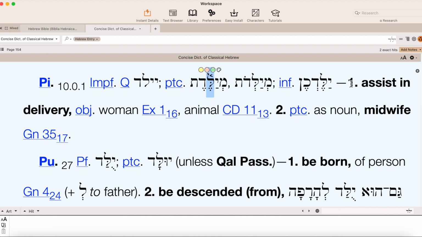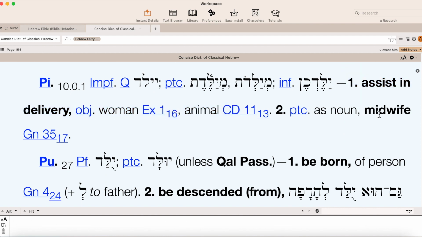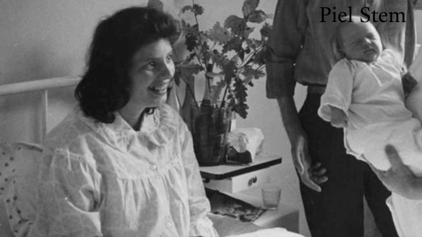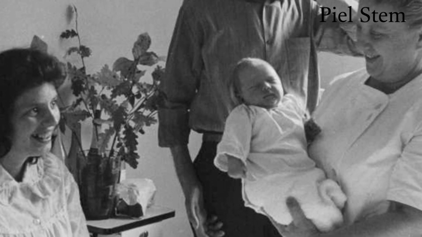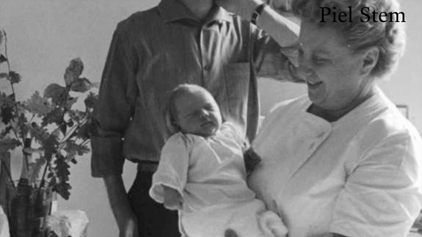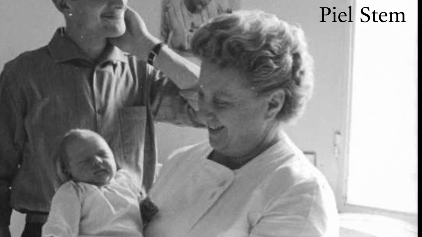But in terms of meaning, this is actually really interesting. It's number 1, to assist in delivery, or number 2, more commonly, the participle, the noun, which means midwife. So if you see a PL Yalad verb, you are not focusing on the children being born, you're not focusing on their mothers, you're focusing on the midwives who are helping those children be born.